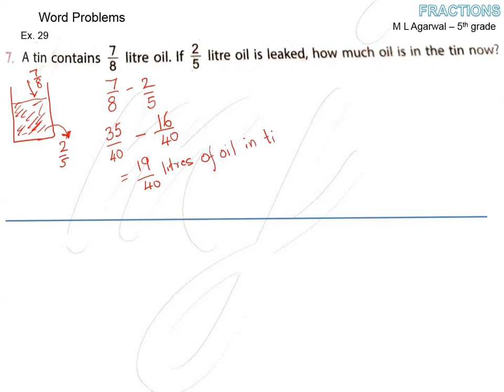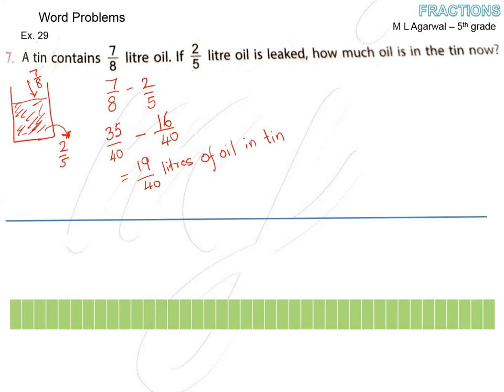Understood how to go about this? You can draw a diagram, understand it, and you will get the answer. So total is 7/8 liters and 2/5 is removed from it. If I remove from it, how much is left in the tin? Naturally 7/8 minus 2/5. Okay. Now if I go and use the block method, how to go about it? So I have two fractions here given.